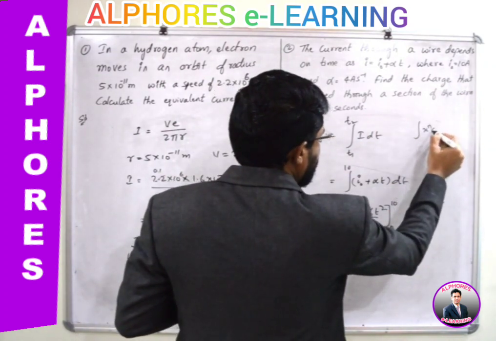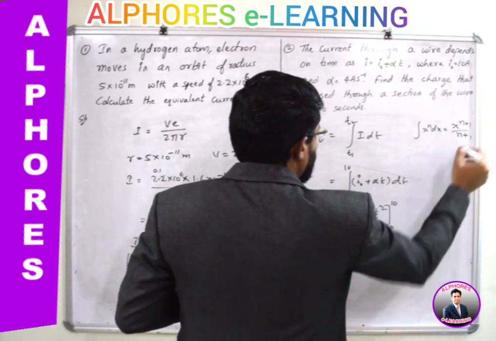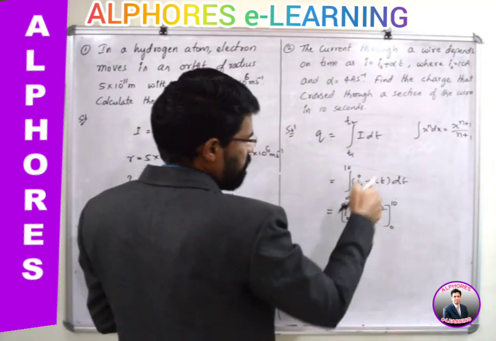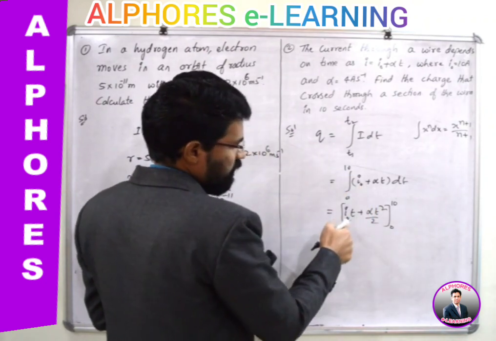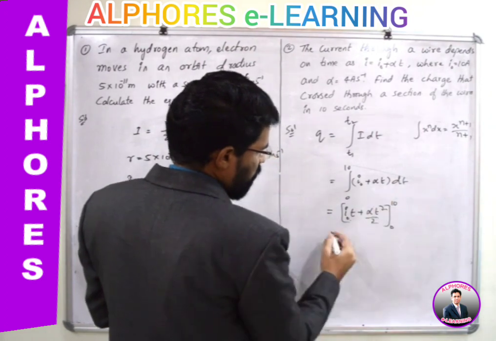The integral of x power n dx can be written as x power n plus 1 by n plus 1. This is the equation. Using this equation, the integral of I naught can be written as I naught t, plus the integral of alpha t, which can be written as alpha t square by 2. Now let us apply these limits.